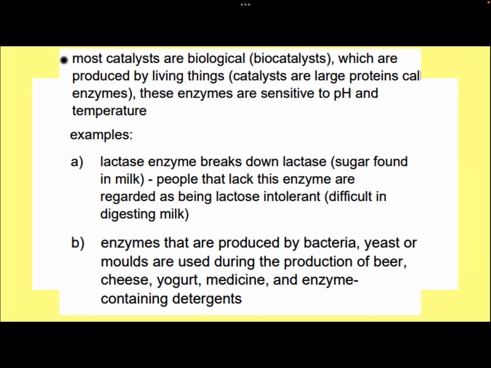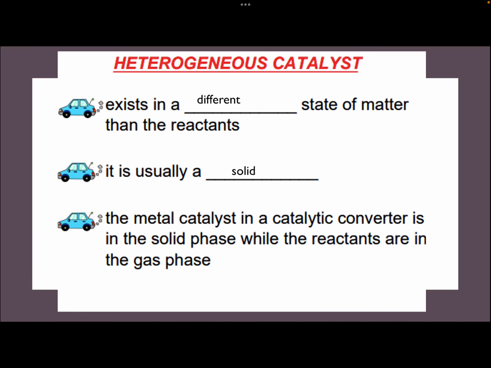But we can also use most catalysts in biological ways, which are known as biocatalysts, which help produce living things. So for example, lactase, if anyone is lactose intolerant, that's an enzyme that breaks down the lactose and it is able to digest milk. We also have different enzymes that are produced by bacteria, such as in our yogurt. That is really important, and that is also a catalyst. We also have something called a heterogeneous catalyst, and this exists in a different state of matter than when we look at reactants.